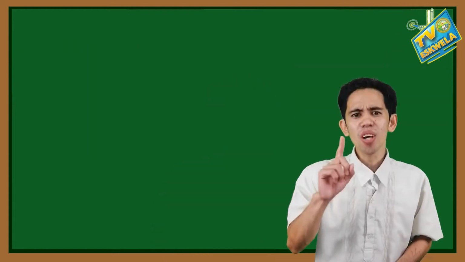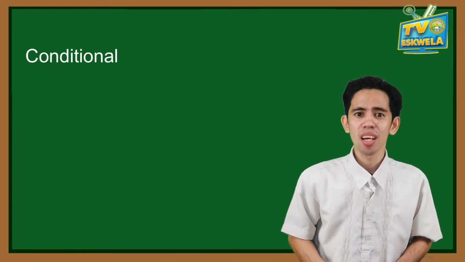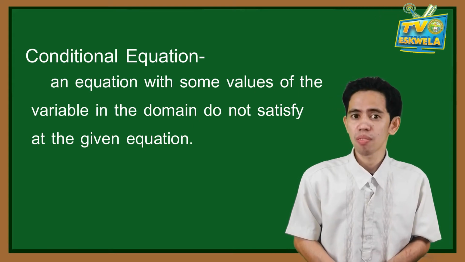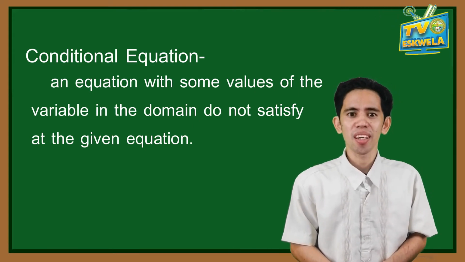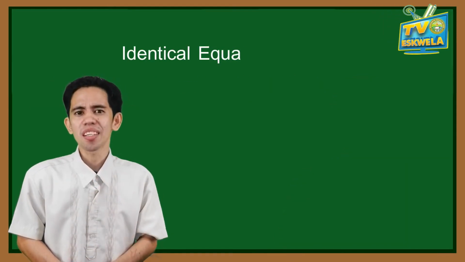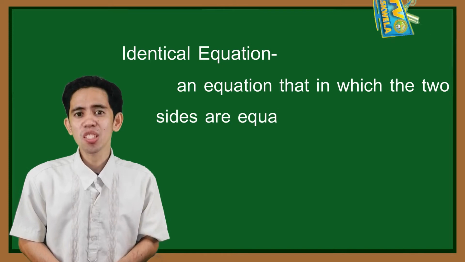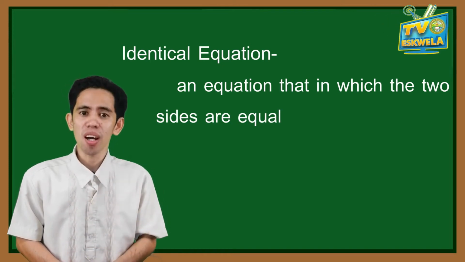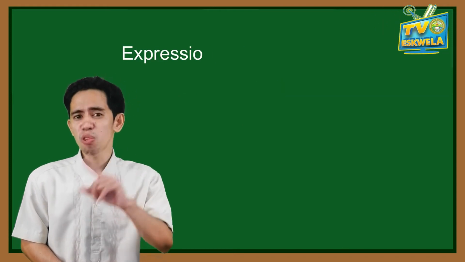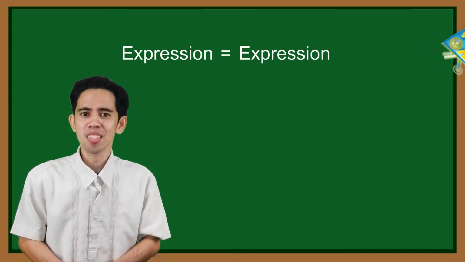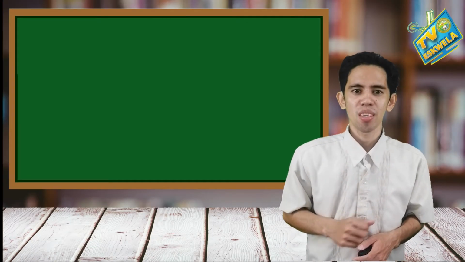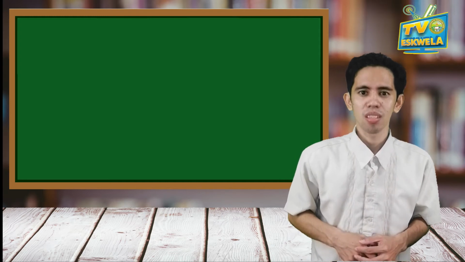If you talk about a conditional equation, it is an equation in which some values of the variable in the domain do not satisfy the given equation. For an identical equation, it is an equation in which the two sides are equal. To make it easier to understand, when both sides of the equation are equal, then it is said to be an identical equation. In the table given, we have this example.